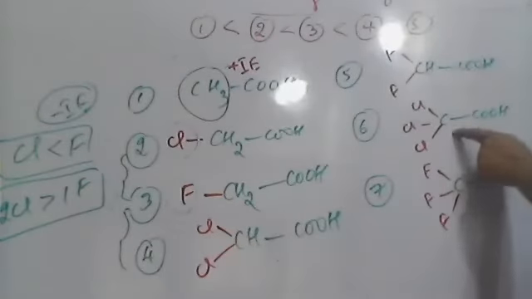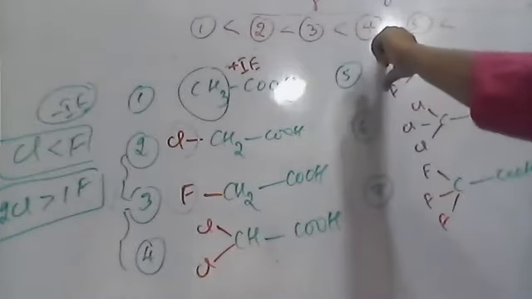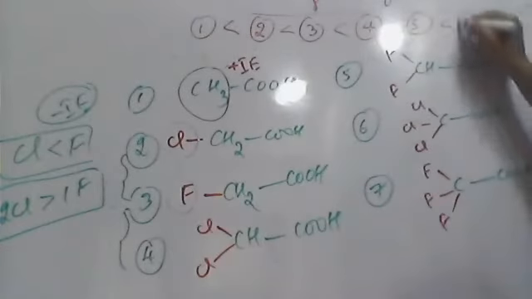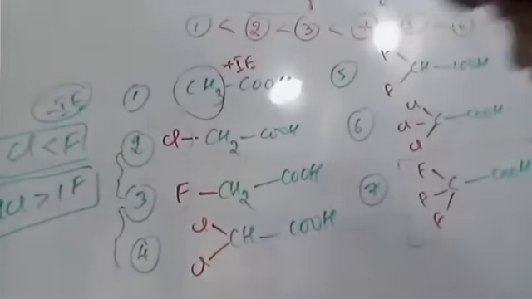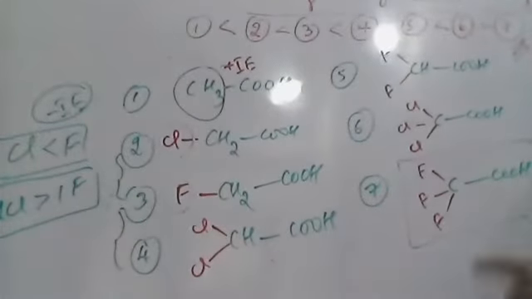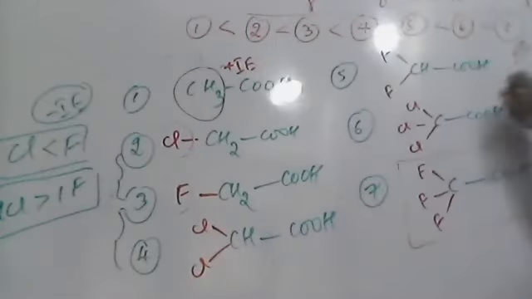And next, the sixth has three chlorines. So the effect of three chlorines is more than two fluorines. So obviously, the sixth is stronger. Then here, all three hydrogens are replaced by fluorine. So obviously, the seventh is the strongest acid. And not only that, in the whole of organic chemistry, this is the strongest carboxylic acid. The trifluoroacetic acid is the strongest acid. Is it understood? So this is the order of substituted carboxylic acids.